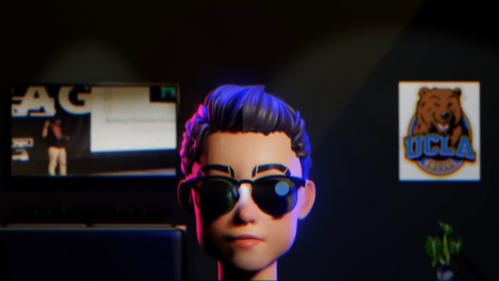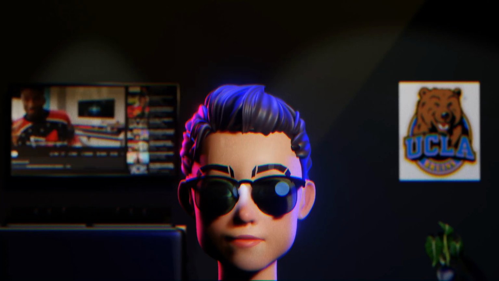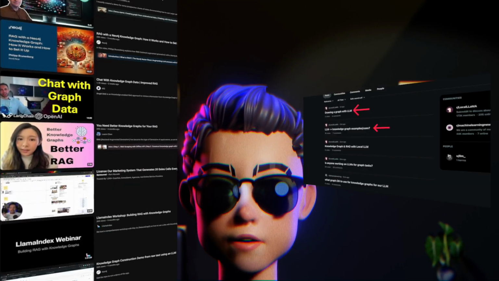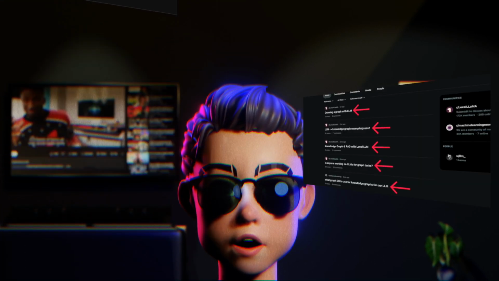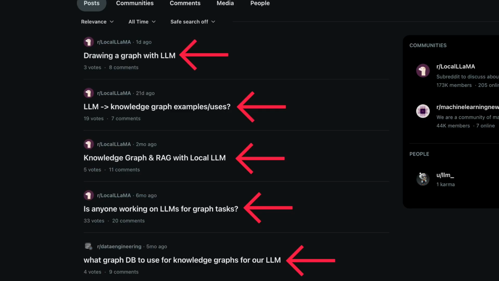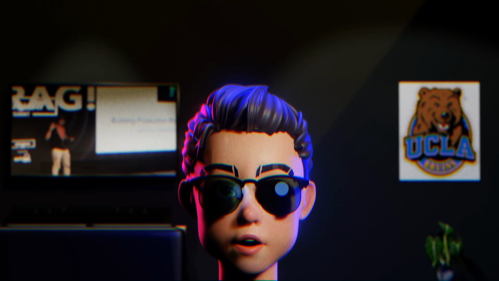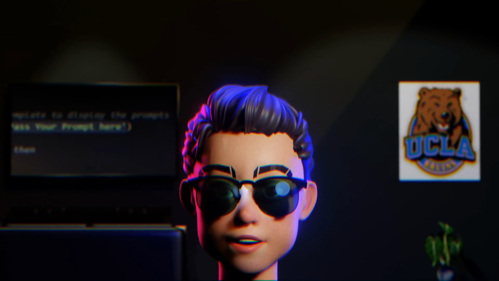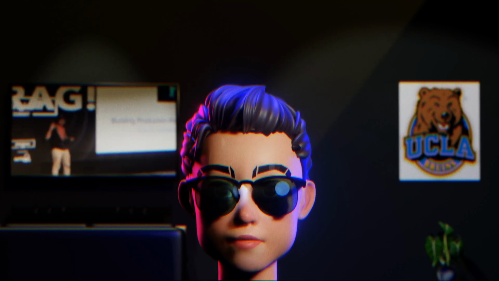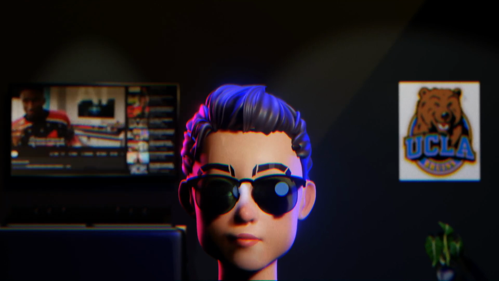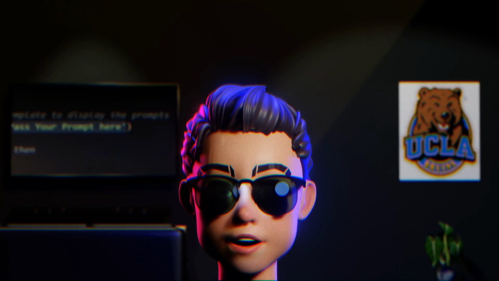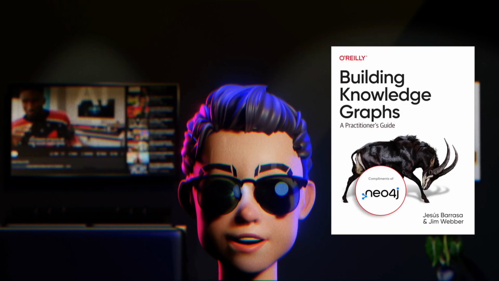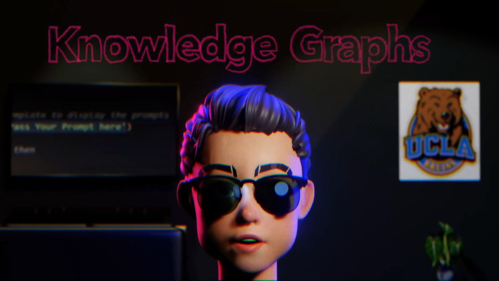In recent months, the intersection of graphs and large language models, LLMs, has become a hot topic in the AI community. The potential of combining these two powerful tools offers exciting possibilities, especially in the realm of retrieval augmented generation, or RAG. RAG systems enhance LLMs by integrating external knowledge sources to improve their responses. This article will explore the pros and cons of using knowledge graphs for LLM-based RAG systems and delves into insights gained from Jesus Barraza's book, Building Knowledge Graph.